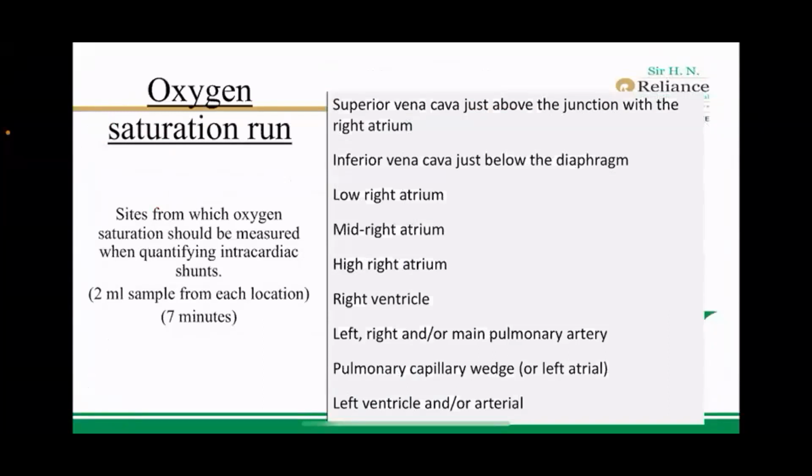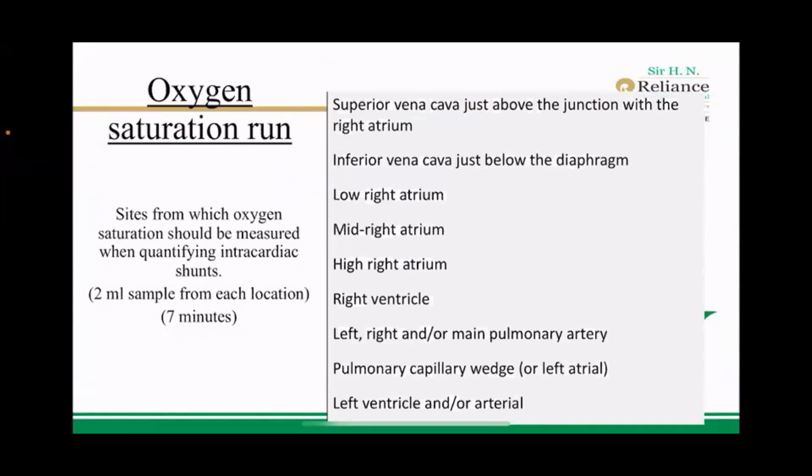So how do you do an oxygen saturation run? These are the different sites from which the oxygen saturation should be measured when quantifying the intracardiac shunt. From each location, at least a 2 ml sample should be taken, and the whole run should be within a 7-minute period. It should be a rapid oxygen saturation run so that you are assuring that it's done in a steady state.